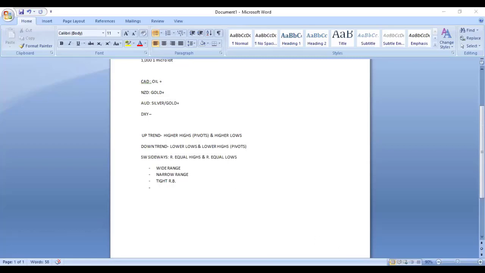Let's see, what else do we have? Let me look at our sheet from last week. We also cover supply and demand. This is a very big one, actually. Let's start with the pivot highs and pivot lows.